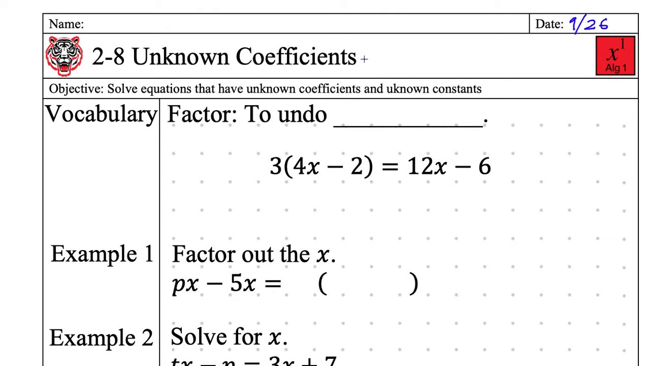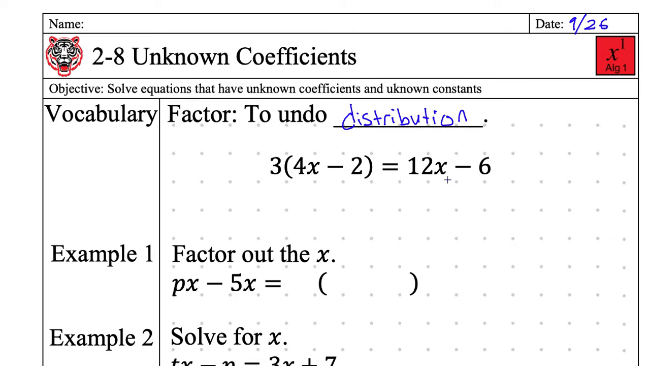So it is undoing the distribution. And if I was being very technical, I would say it's undoing any type of multiplication. Distribution is a type of multiplication, so factoring is undoing multiplication of variables, specifically, of polynomials. So we know what distribution looks like. If I do 3 times 4x minus 2, it turns into 12x minus 6.